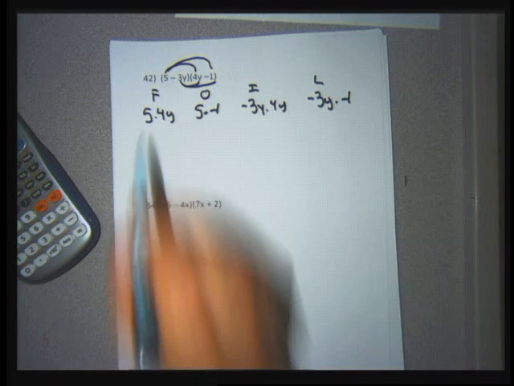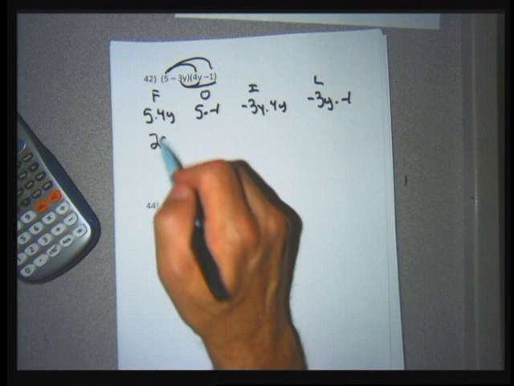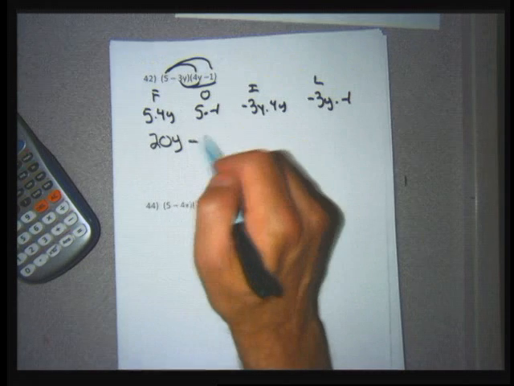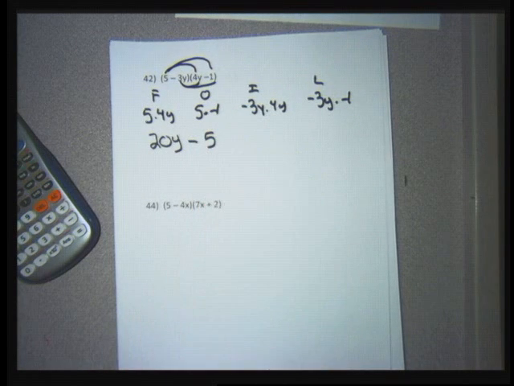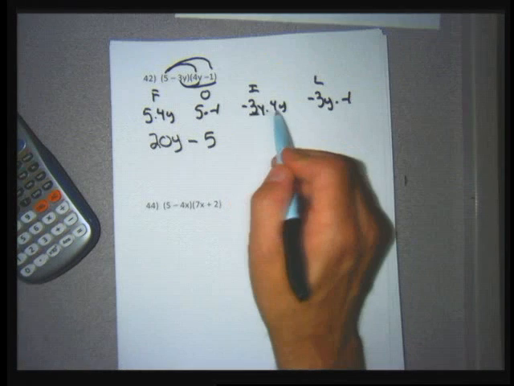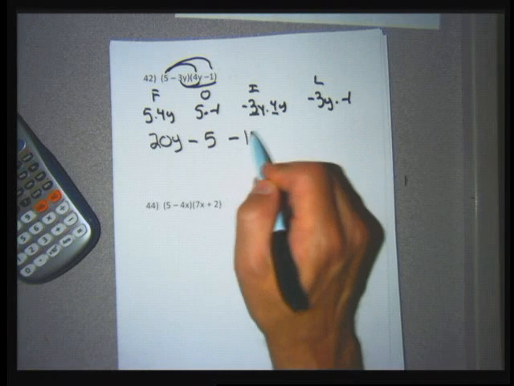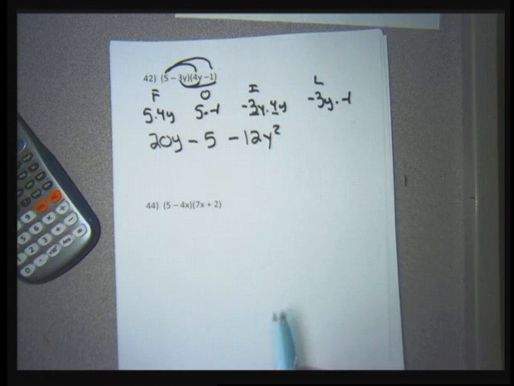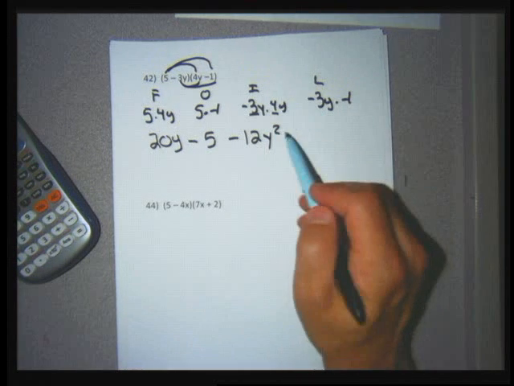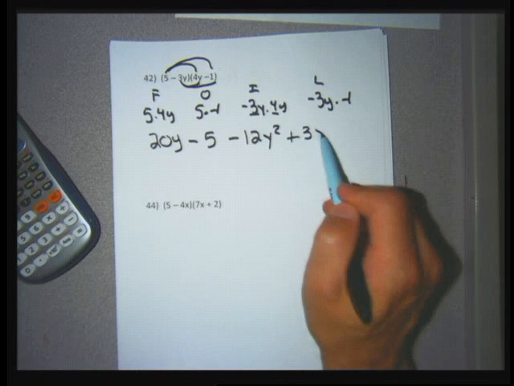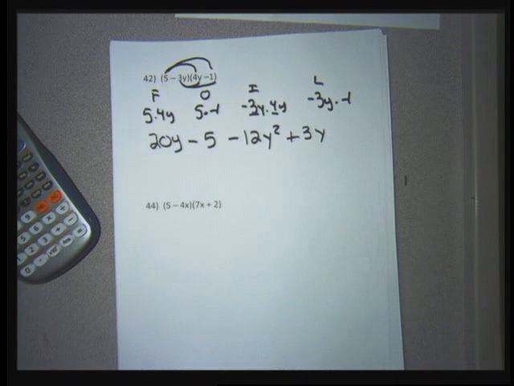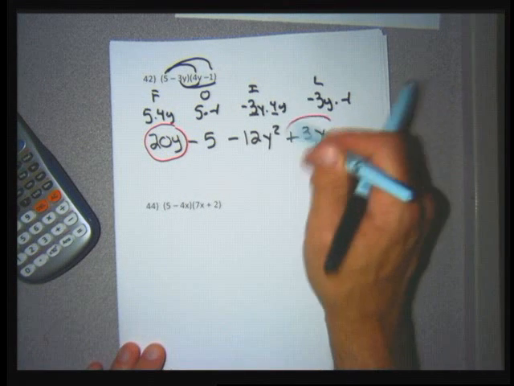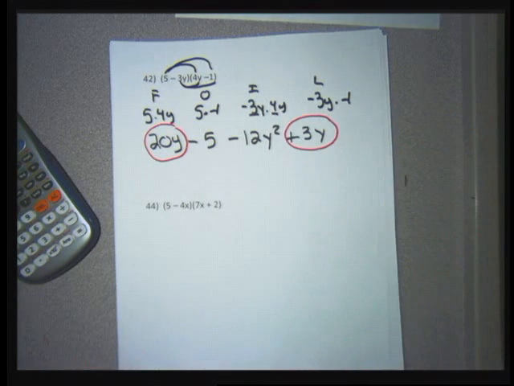So the first, I'm going to multiply the 5 and the 4 and get a 20. Leave the y alone. The outers, 5 times negative 1 is negative 5. Inners, I'm going to multiply the negative 3 times the positive 4 and get a negative 12. And y times y is going to give me y squared. Lasts, I'm going to multiply negative 3 times negative 1 and get positive 3 and leave the y alone. This time it's the firsts and the lasts that can be combined. Those are going to combine to be a 23y.